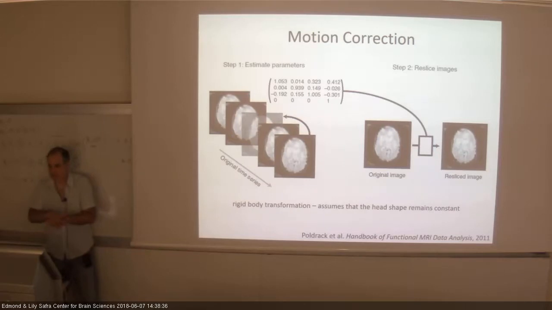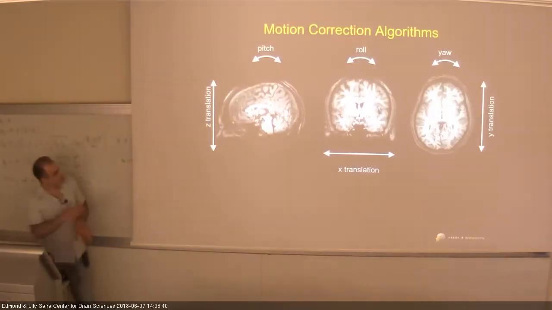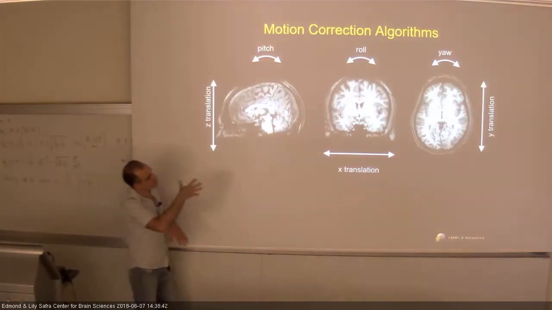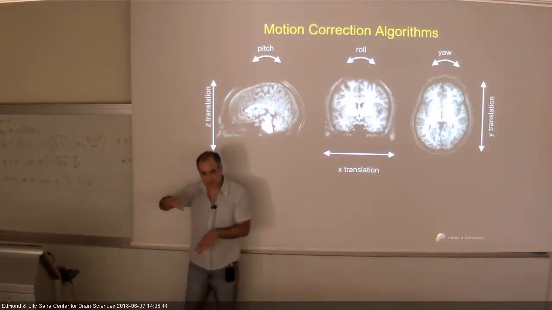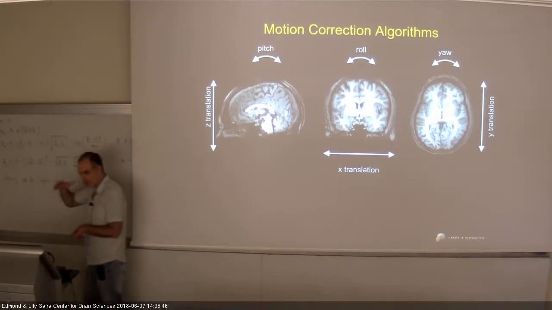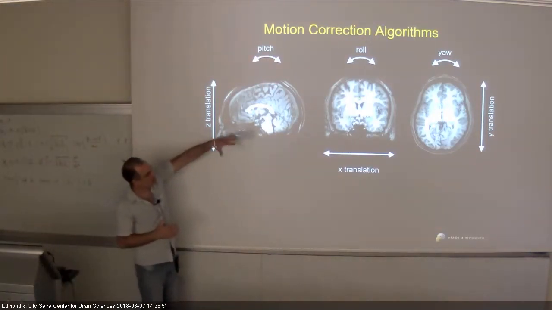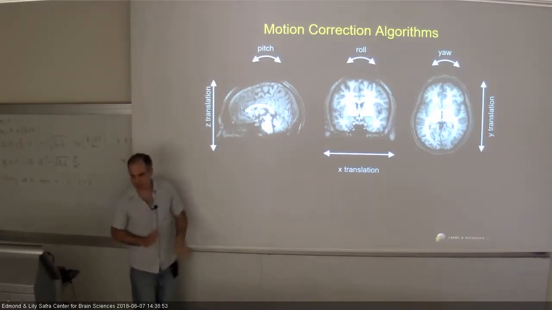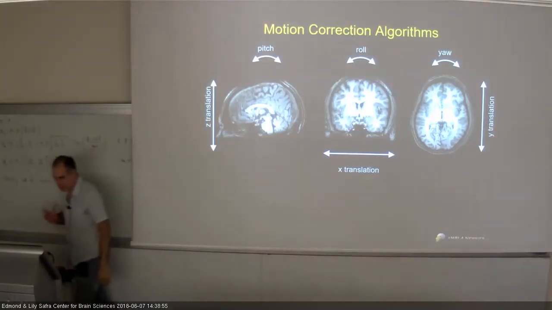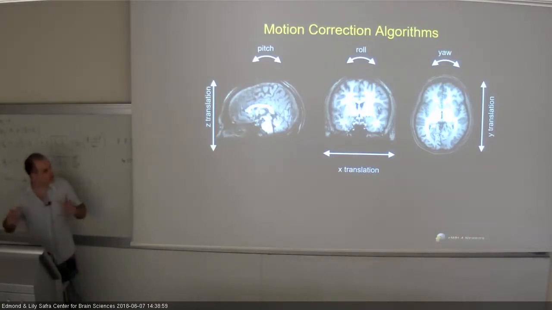The assumption is that the head presumably moves only in rigid transformation, so it has 6 degrees of freedom. There's pitch, roll, and yaw movement around all 3 axes, and then you have the simple translation along the axes. So this is what the head does. Hopefully, nothing distorts during your MRI scan.